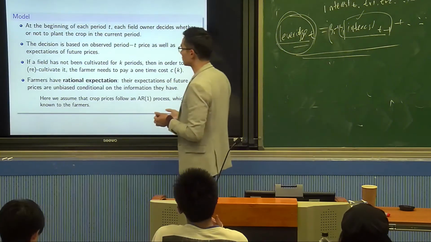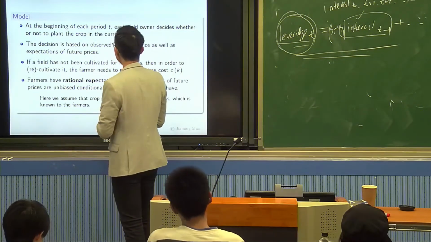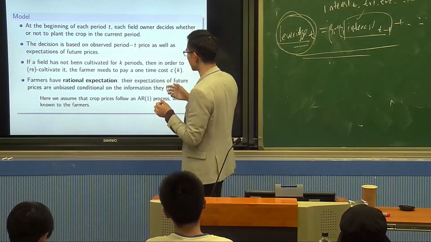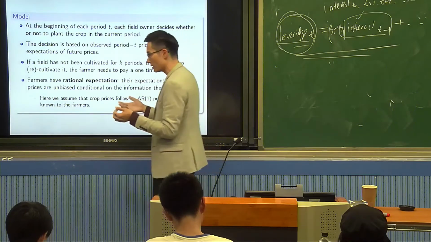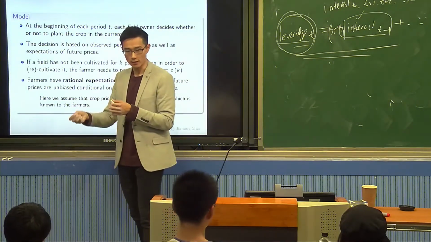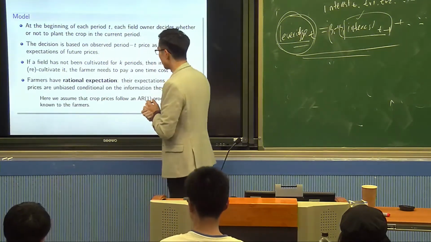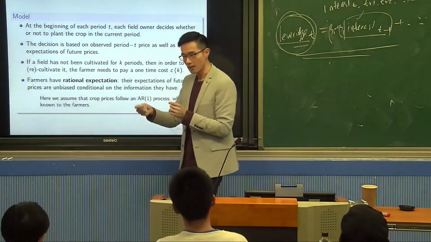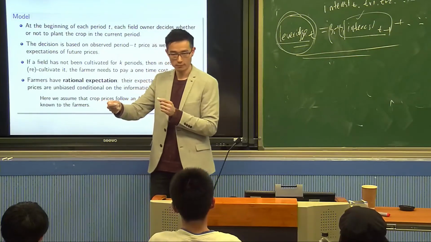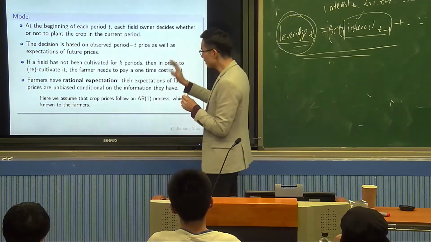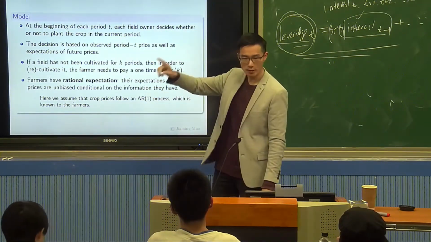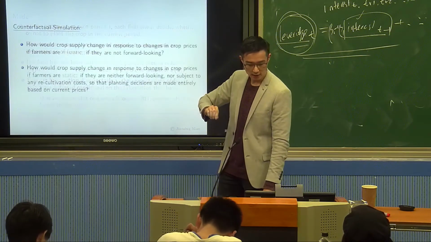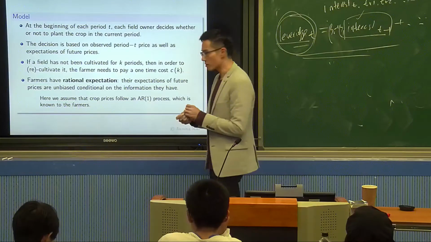And in my model, here's what the model looks like. At the beginning of each time period t, each farmer or each field owner is going to decide whether I want to grow a crop or not. And when the farmer makes this decision, it is based on expectation of all the future prices. Now, if the future return is really good, I'm going to grow. If it's not good, I'm not going to grow. Specifically, what is the criteria that the farmer uses?